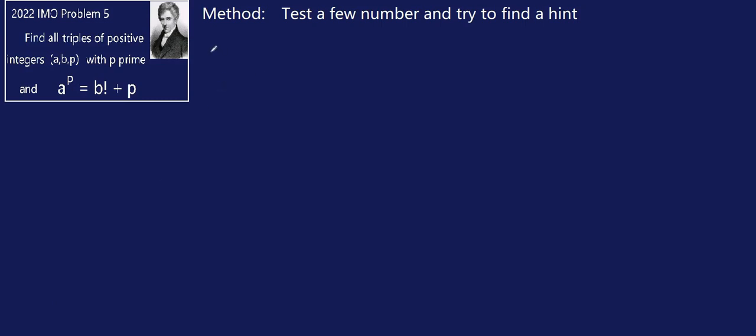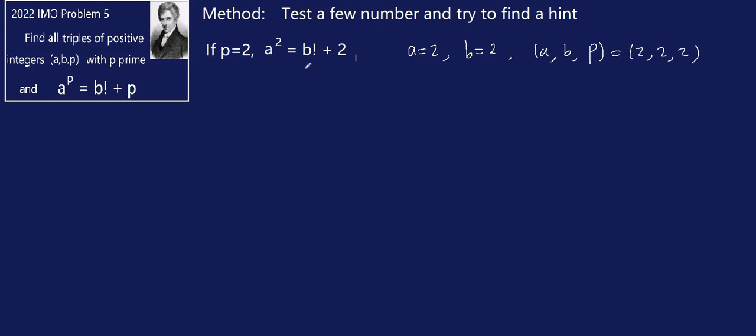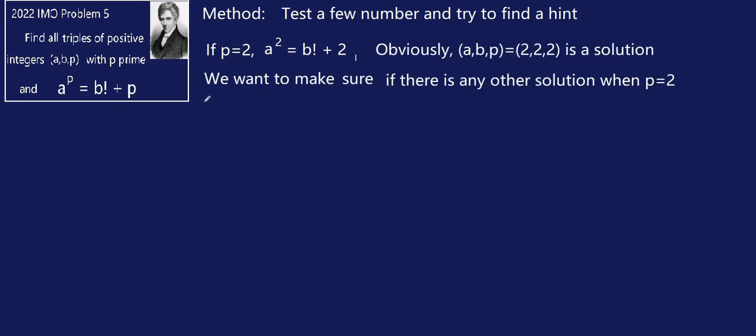Obviously, the first prime is 2, so we let p equal 2, and then we get a squared equals b factorial plus 2. Obviously, we can immediately get a equal to 2, b equal to 2, and this is a solution. But we are not sure if this is the only solution when p is equal to 2. Okay, so we need a reasoning.